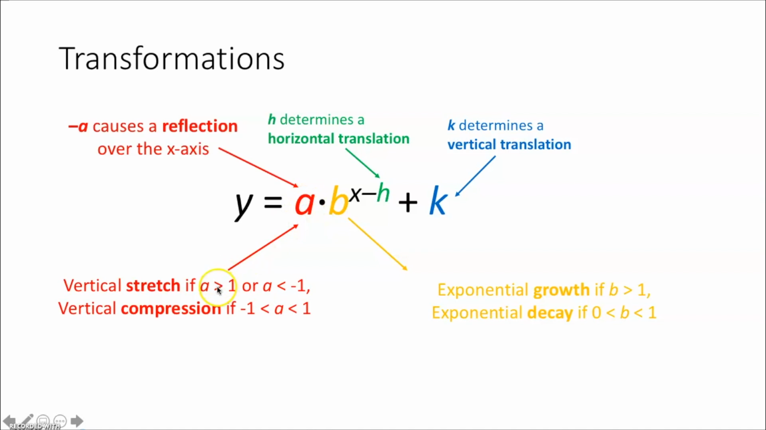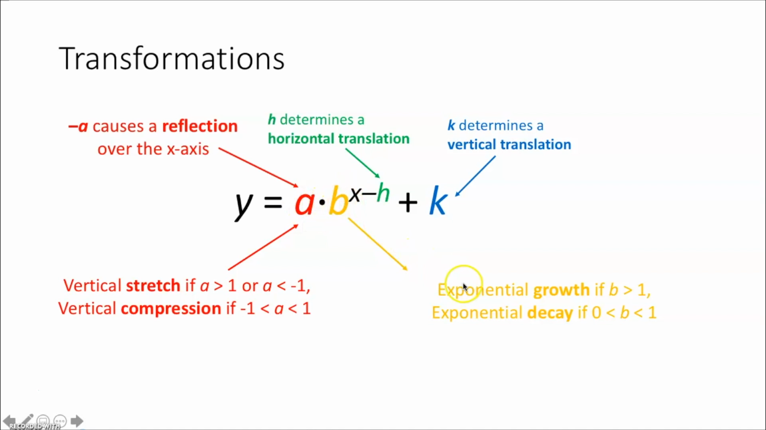If your A value is greater than 1 or less than -1, so it's a really big number like 100 or -100, it's going to cause your graph to stretch. So what that means is that your graph is going to be really steep, either going up if A is greater than 1 or going down if A is less than -1. If A is between -1 and 1, so let's say it's a fraction like -1/2 or +1/3, it's going to cause your graph to get compressed, which means it's going to be flatter. It's not going to be very steep. It's going to go up very slowly. So that's what your A value does to your parent function.